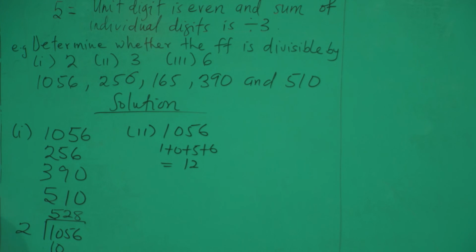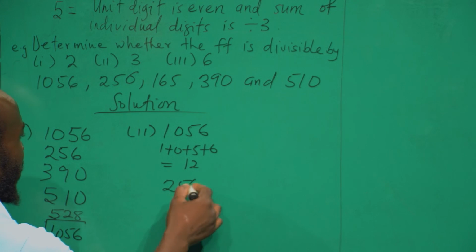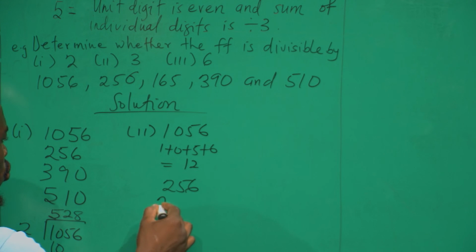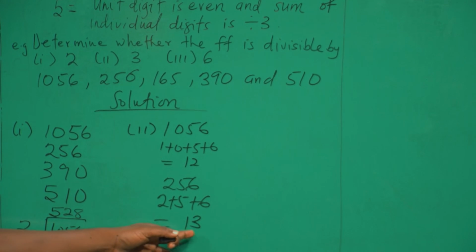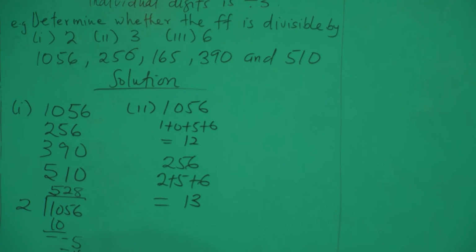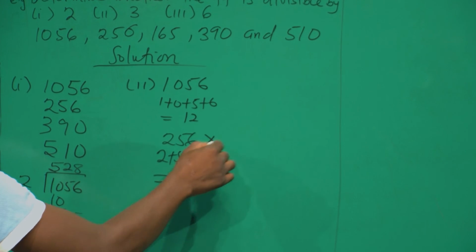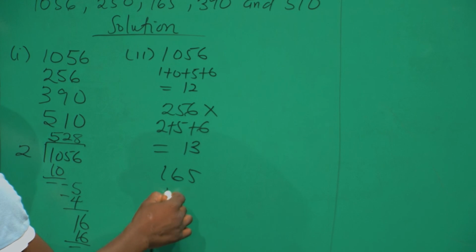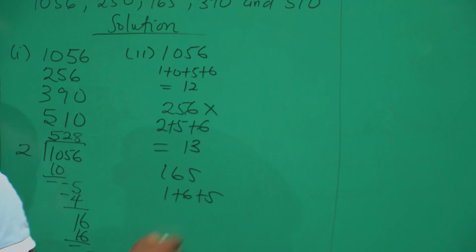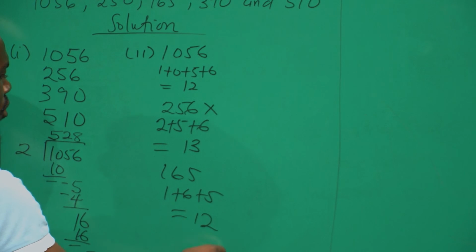So it's correct. And let's take 256. That is 2 plus 5 plus 6. 2 plus 5 is 7, and 7 plus 6 is 13. Saying your multiplication table, 3 times what gives 13? It's not true. So 256 is out. Then you take the next one, 165. 1 plus 6 is 7, plus 5 is 12. So that one too is correct.